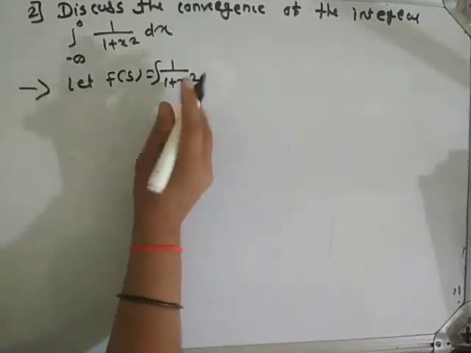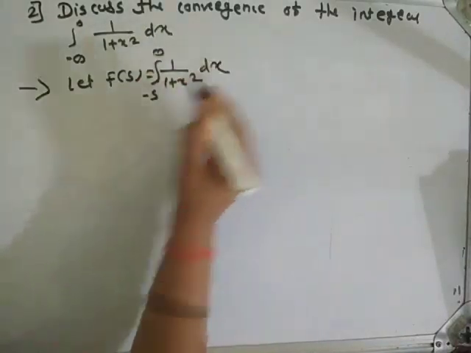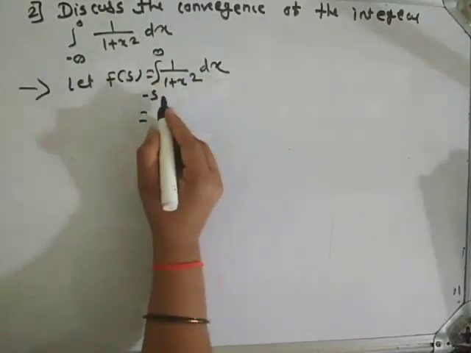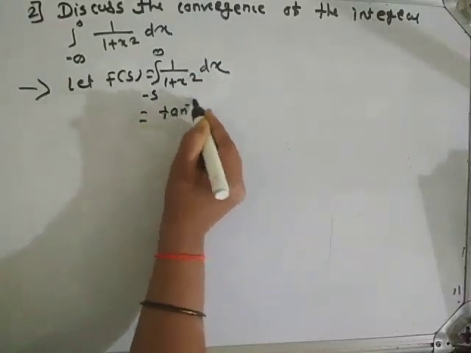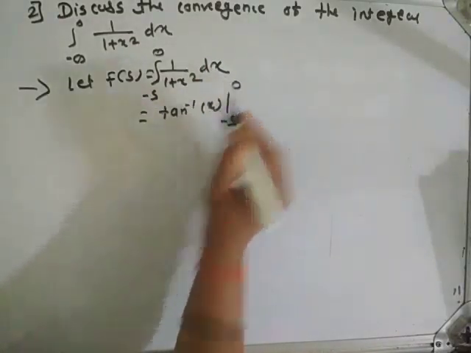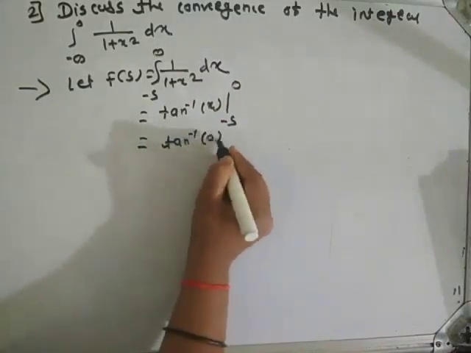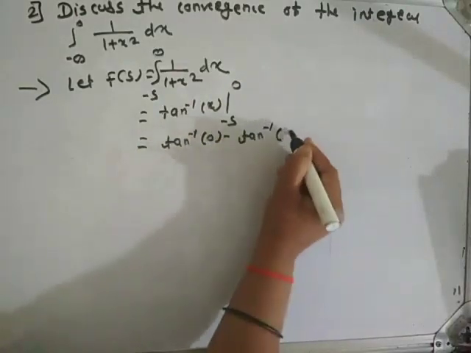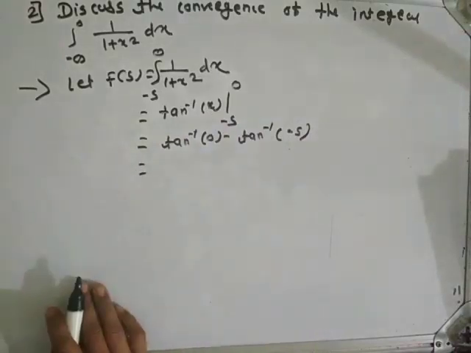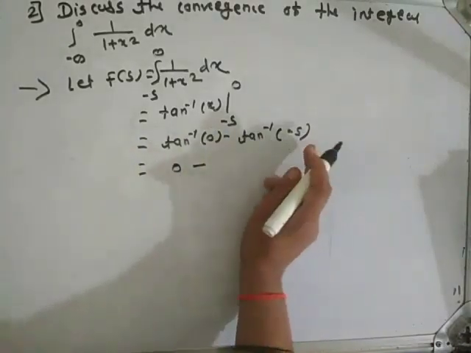Integral from minus s to 0 of 1 upon 1 plus x square dx. Solve it. This is the integration of tan inverse of x. Limits are from minus s to 0. Put upper limit and lower limit. We will get tan inverse of 0 minus tan inverse of minus s. This is nothing but tan inverse of 0, which is 0, minus tan inverse of minus s.